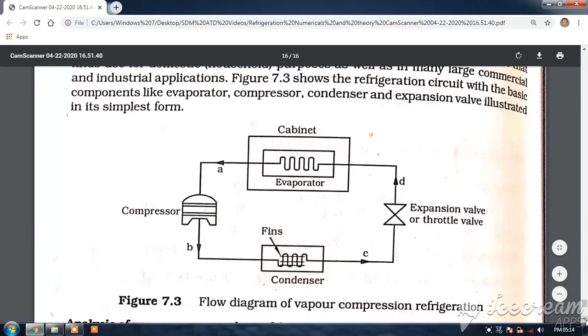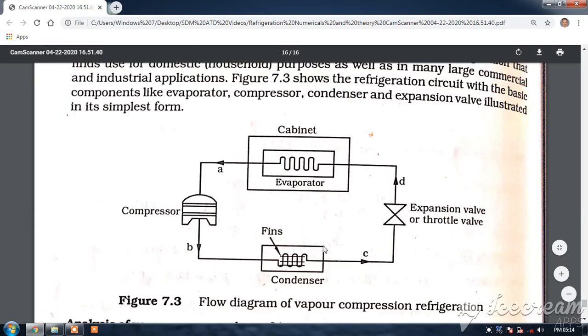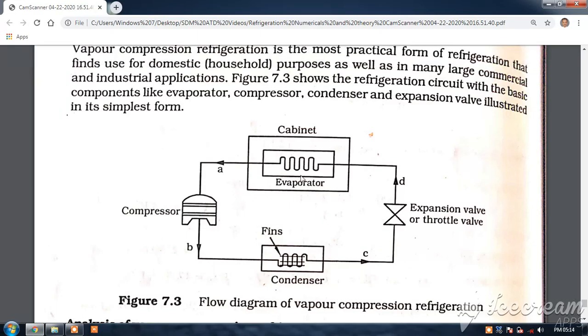Okay, we look at the components of the vapor compression refrigeration system. There are only four simple components. One is the evaporator. When the liquid refrigerant comes in, it picks up the heat, it gets vaporized. So A is the state after the evaporator, it is refrigerant vapor at low pressure. Then it goes to the compressor. Here, as you know, the compressor increases the pressure, so it comes at B, that is high pressure vapor.